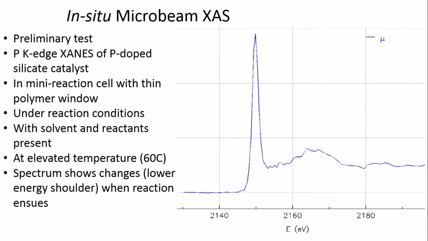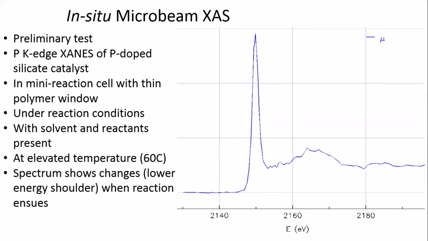The next example is one of the in-situ measurements. This was a preliminary test of a small sample cell. The window was about 5 millimeters across, and the cell itself was about 5 centimeters in diameter with a heating element, containment, and fluid connections. So it's a pretty small cell, and we did insulate it to keep it from losing heat to the helium atmosphere.